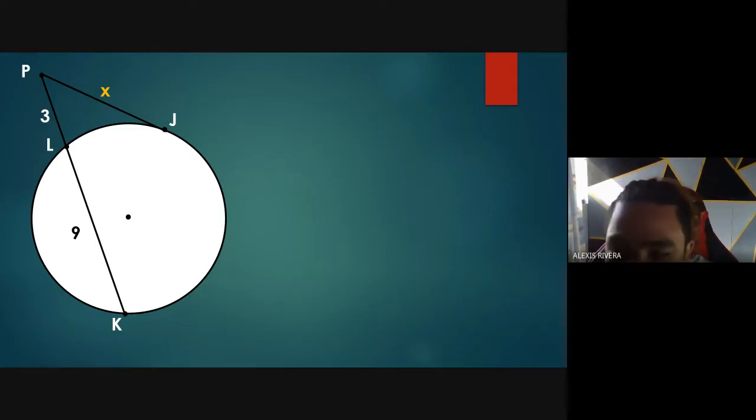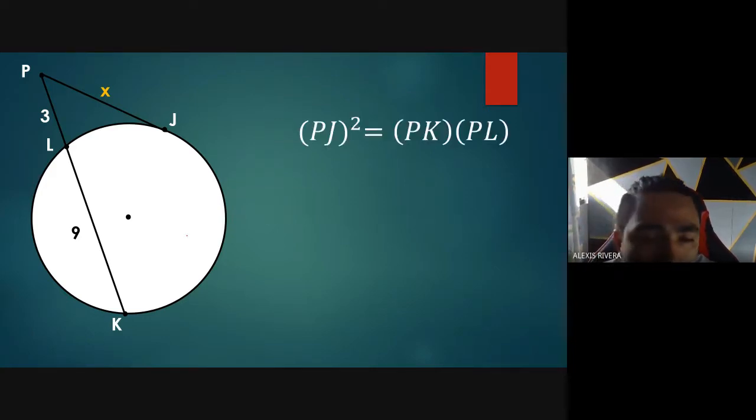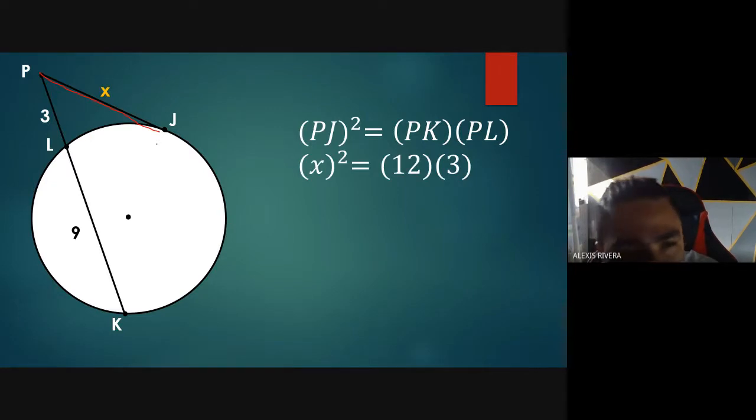Okay. Let us see if you are correct. So, based on the theorem, we have PJ squared. I-square natin yung PJ. And that will be equal to PK times PL. So, PJ is the tangent. Etong tangent na to. Substitute natin as X. And yung kabuuan, which is 12, times yung nasa labas, which is 3. Perform, we have x squared is equal to 36. So 12 times 3 is 36.